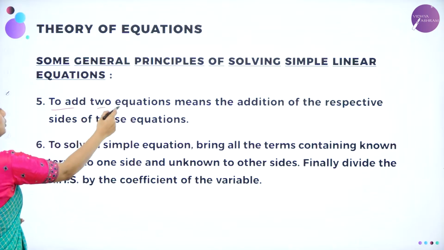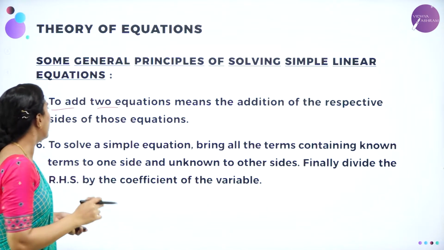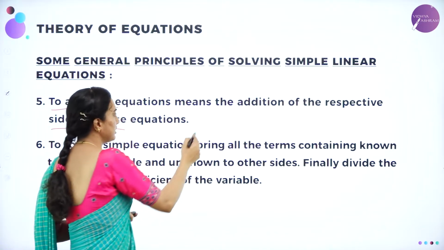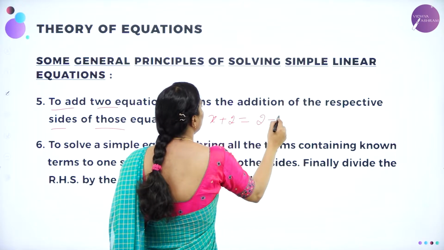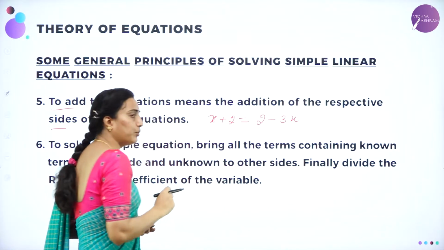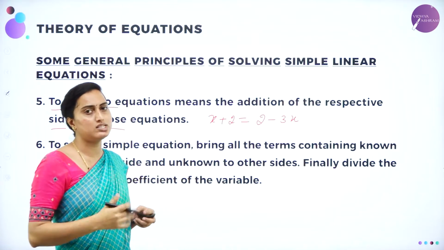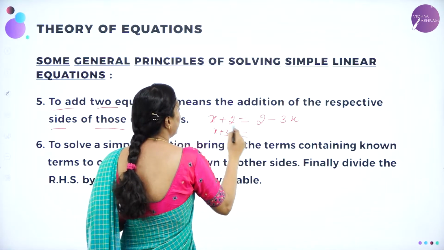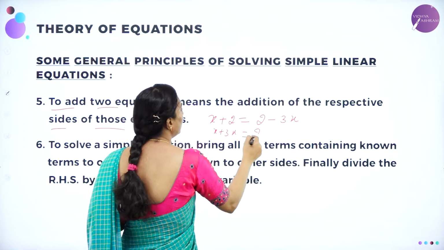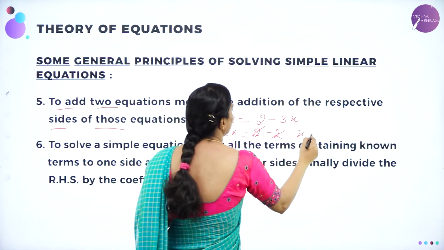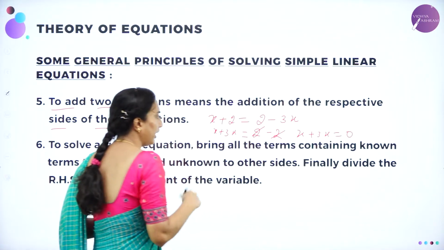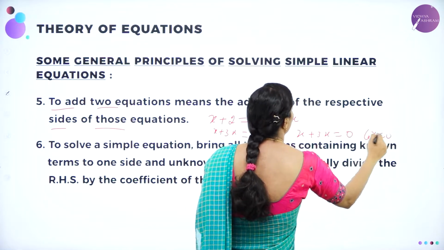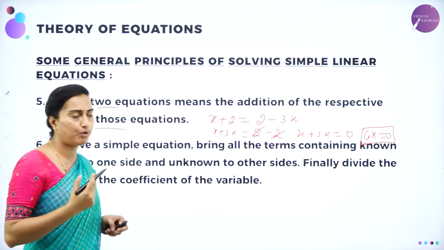Next, to add two equations means addition of the respective sides of those equations. As I told you, to add the same equations means you are having x plus 2 is equal to 2 minus 3x. So if you add, you can bring all the x terms to one side, all the constant terms to the other side. So you can bring 3x to this side, it will become x plus 3x, and 2 to that side, see, plus 2 minus 2 will go, correct? So therefore you are having x plus 3x is equal to 0, or if you take x common factor, 1 plus 3 times x is nothing but 4x is equal to 0, or x is equal to 0. That is how you are going to solve the equation.